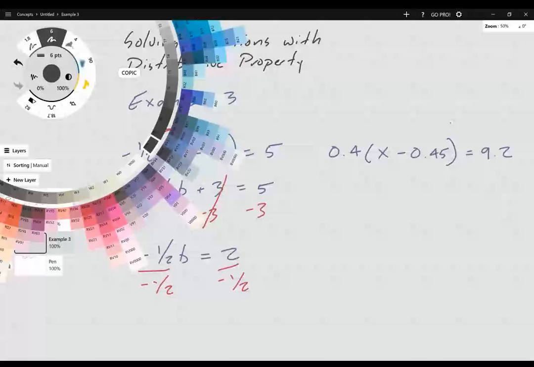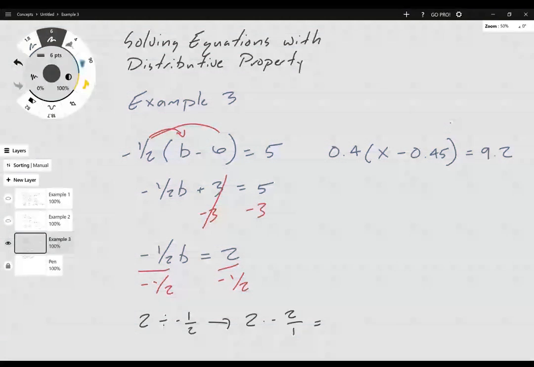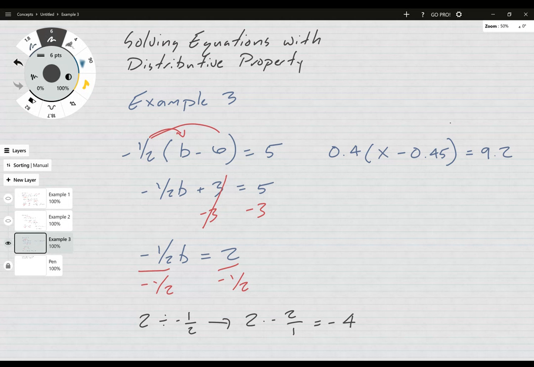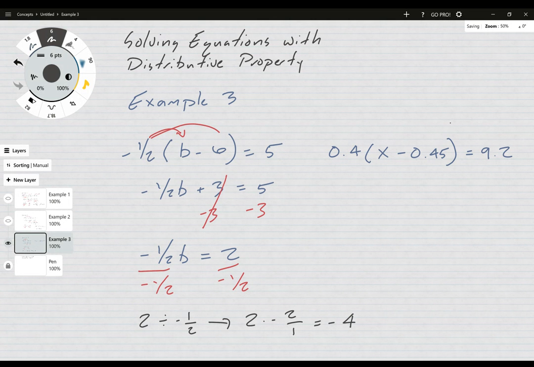But dividing 2 by a fraction of negative 1/2 is the same thing as multiplying by its reciprocal. So I'm changing my dividing by a fraction to actually multiplying by its reciprocal. So 2 multiplied by negative 2 equals negative 4. So b equals negative 4 for the first one.